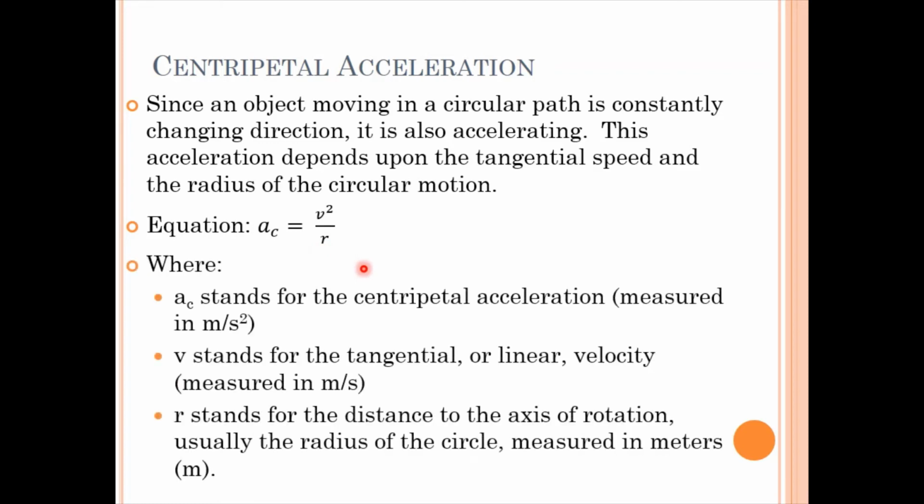So that a_c stands for centripetal acceleration, measured in the normal units for acceleration, which are meters per second squared. v stands for the tangential or linear velocity, measured in meters per second. And r stands for the distance to the axis of rotation, which is usually the radius of the circle that's swept out by the moving object, measured in meters because it's the distance.